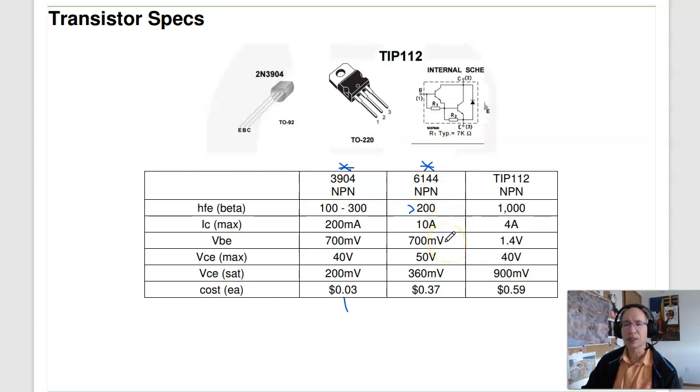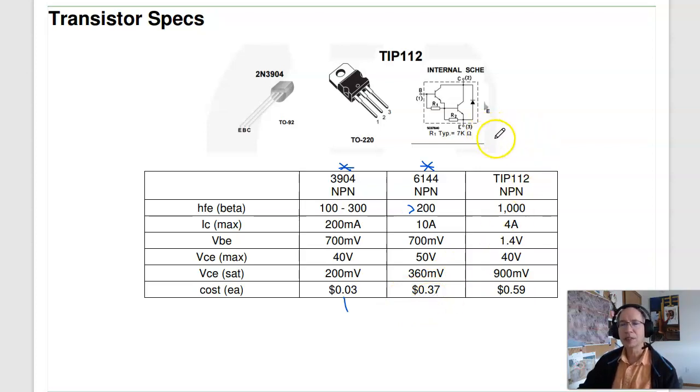It can handle up to 10 amps. Voltage base to emitter is 0.7 volts, can handle up to 50 volts. And when it saturates, it's not quite as good. The voltage is close to 0, but not quite. Its rating is like 360 millivolts when saturated. We don't include quite as many of them because they're like 10 times more expensive, 37 cents each.